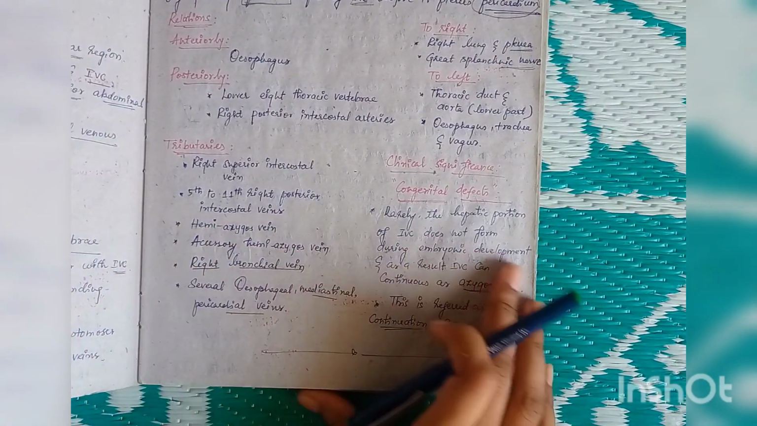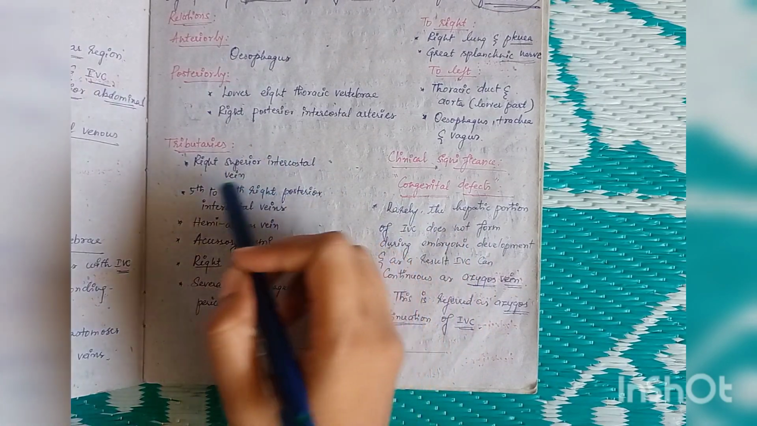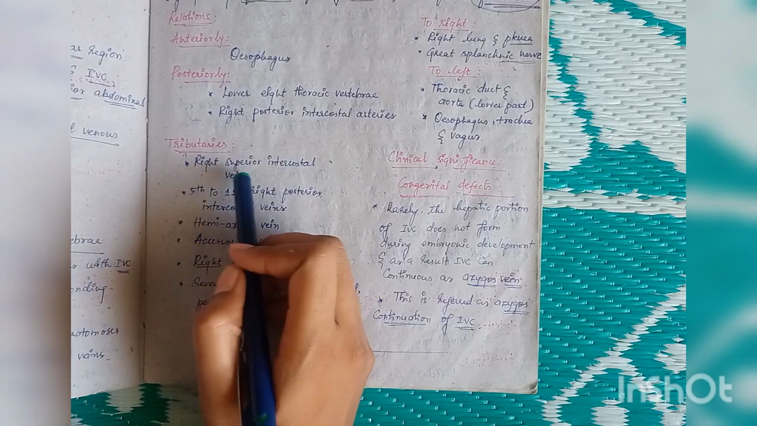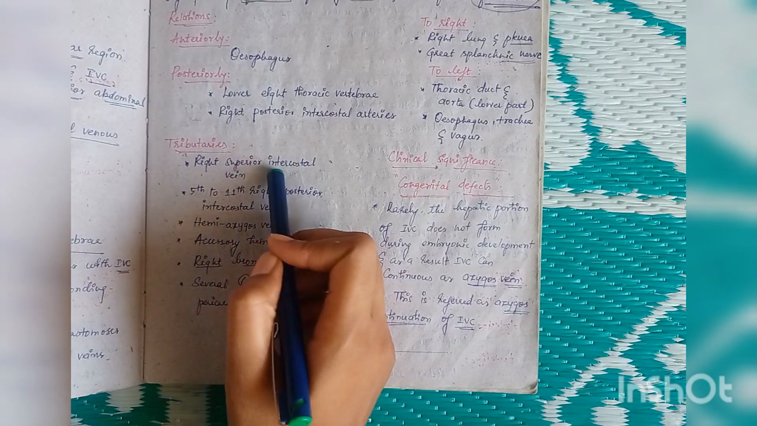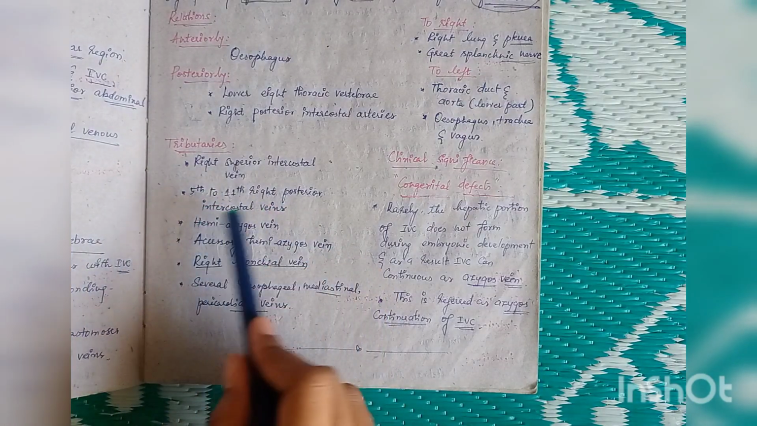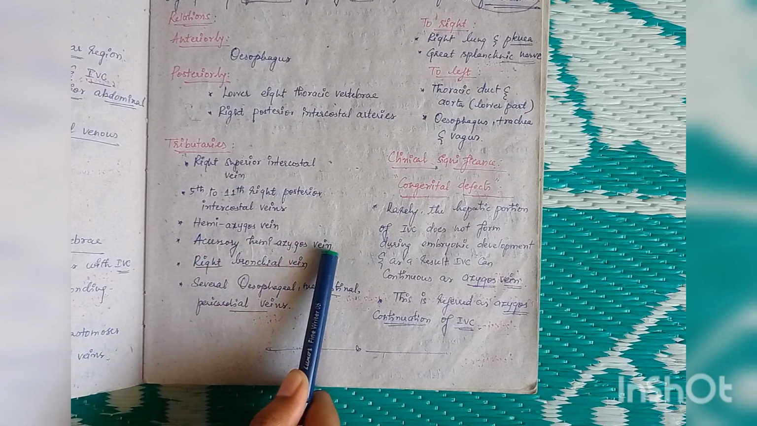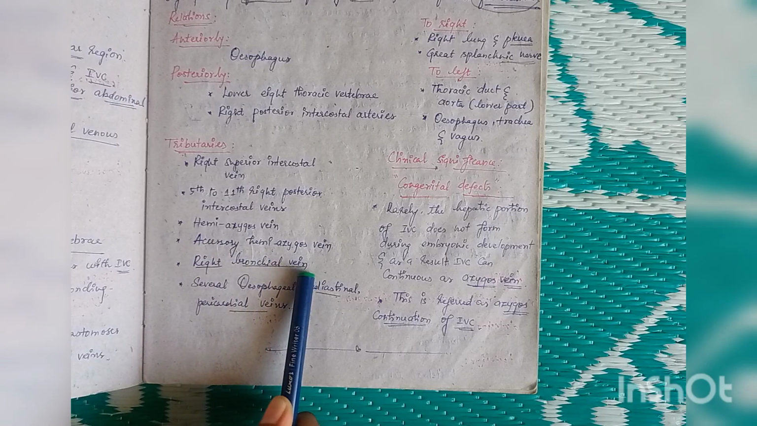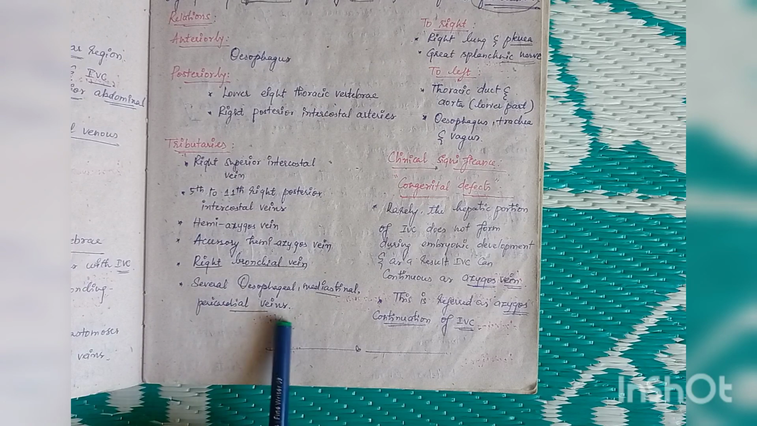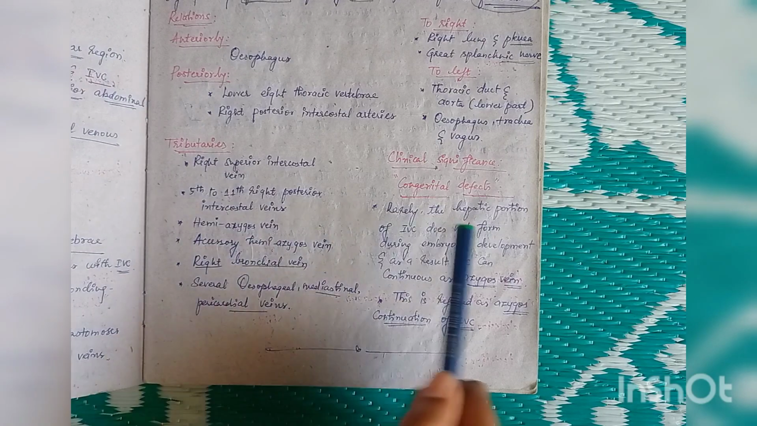And tributaries. Like arteries have branches, veins have tributaries. The tributaries are the right superior intercostal vein, which drains the intercostal areas, the 5th to 11th right posterior intercostal veins, and the hemiazygos vein. Accessory hemiazygos vein, right bronchial vein, and several esophageal, mediastinal, and pericardial veins. These are all the tributaries which drain into the major vein called the azygos vein.